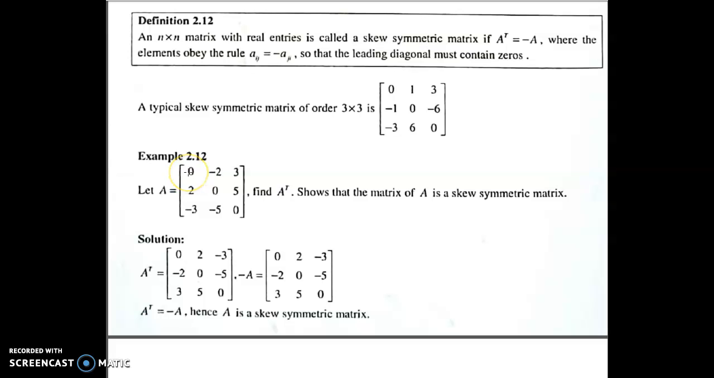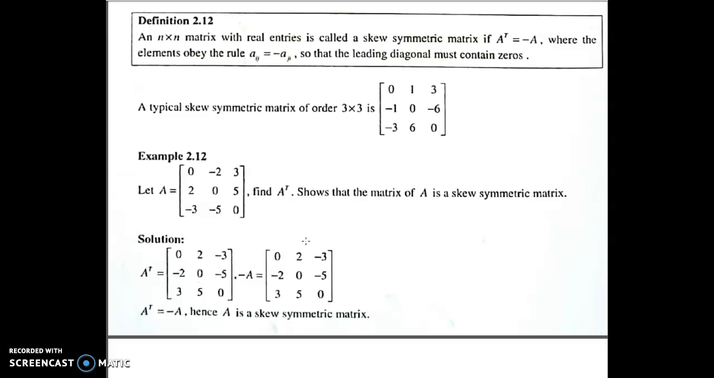For 0, it doesn't really matter whether positive or negative, so it remains like that. But let's look at 2 here. At first it is negative. When you transpose it, it becomes positive. As for 3, from positive it becomes negative; 5 from negative becomes positive. Negative 3 becomes 3, negative 5 becomes 5. So for this one, what's negative becomes positive, and what's positive becomes negative. That is one of the keys to indicate it is a skew symmetric matrix.